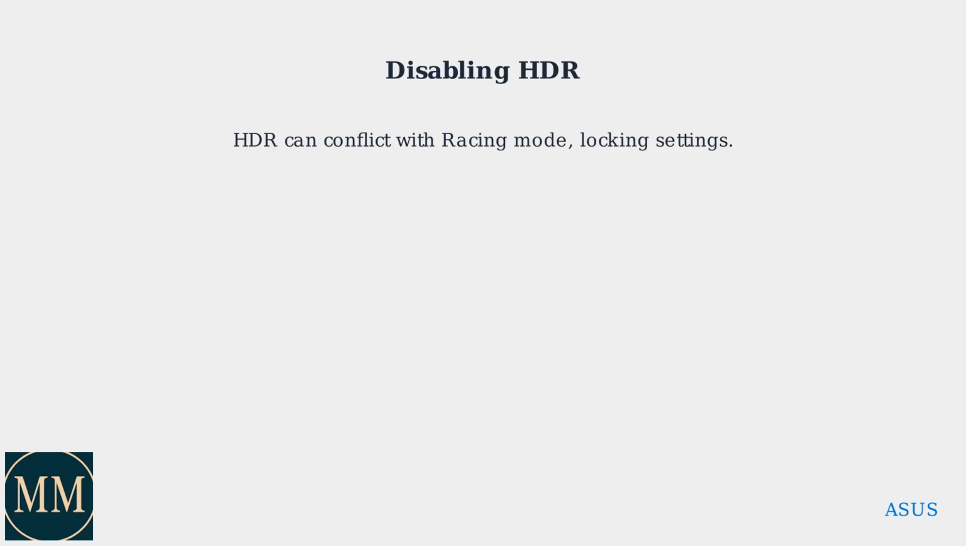Next, open Windows Settings and go to Display. Look for the HDR section and toggle it off. This ensures your PC isn't overriding the monitor's settings.